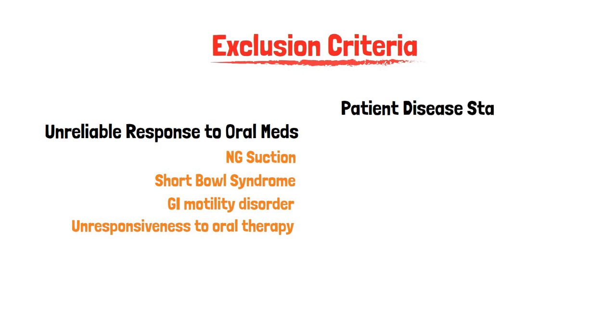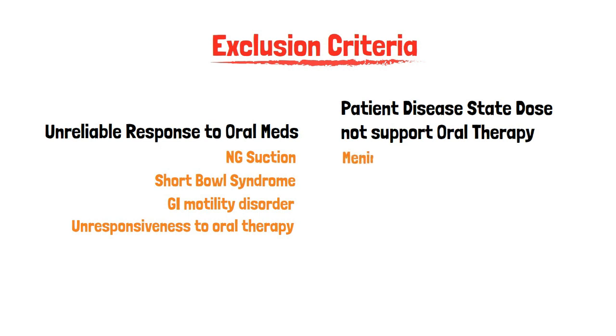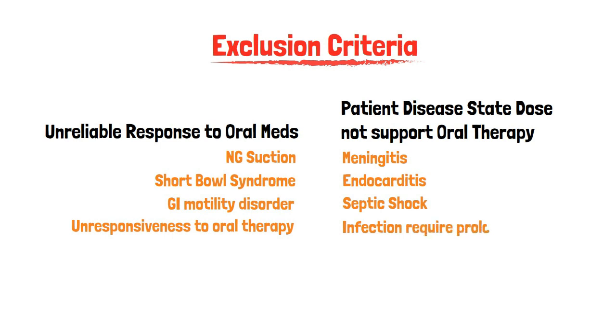Patients whose disease state does not support oral therapy, including conditions like meningitis and endocarditis, where IV therapy is necessary. Patients in a septic shock state require continued IV therapy for stabilization, and infections that may require weeks of IV therapy and high-risk infection demanding prolonged IV therapy. These exclusion criteria help identify patients who may not be suitable for the immediate switch to oral therapy, ensuring appropriate treatment decisions.